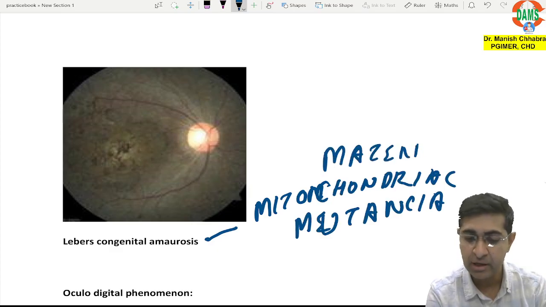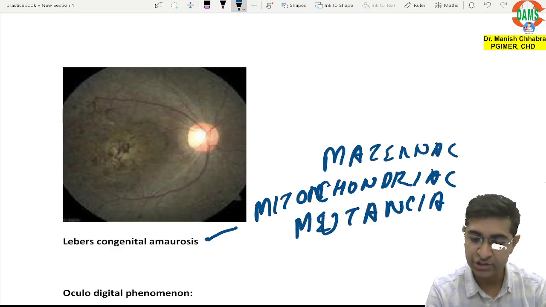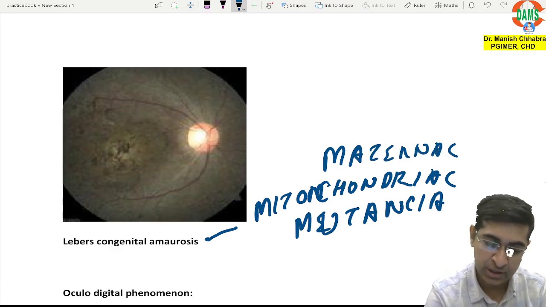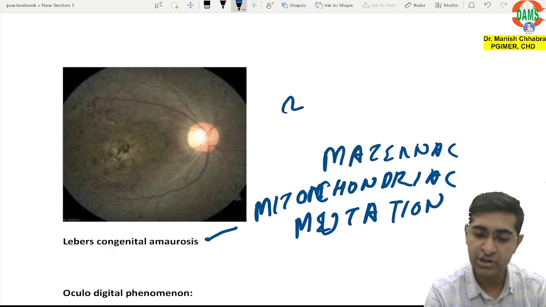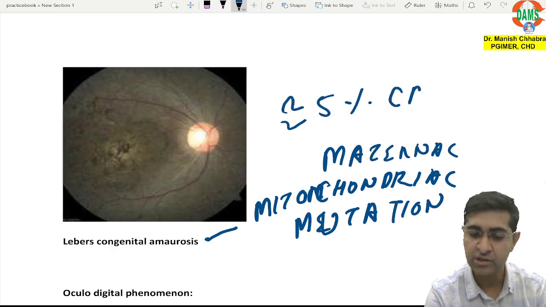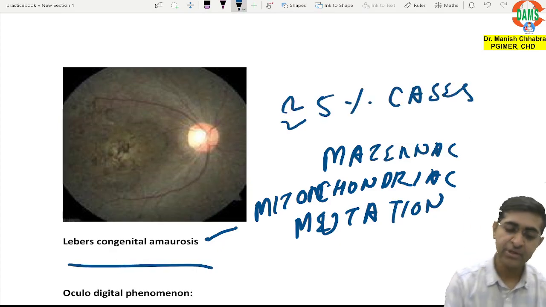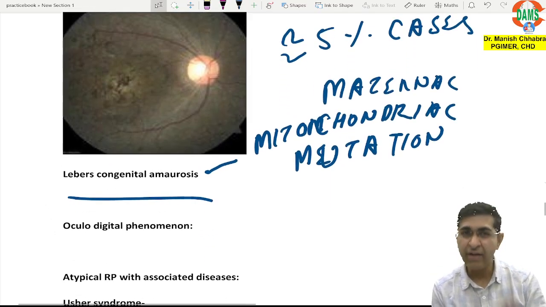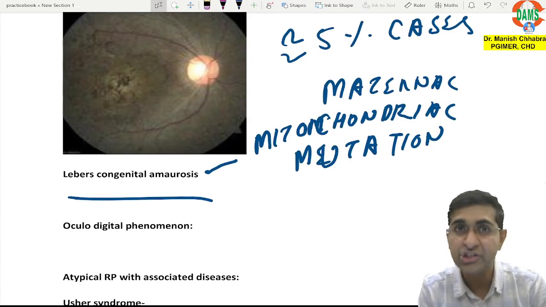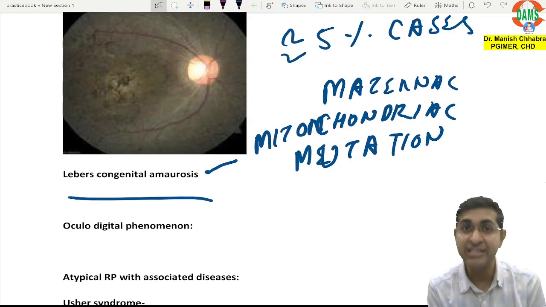So maternal mitochondrial mutation, and it is seen in nearly 5% of the cases. Leber's congenital amaurosis. Okay ji, now you have a typical oculodigital phenomenon in this disease.